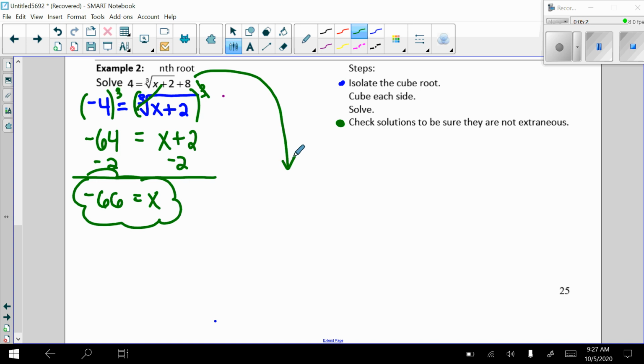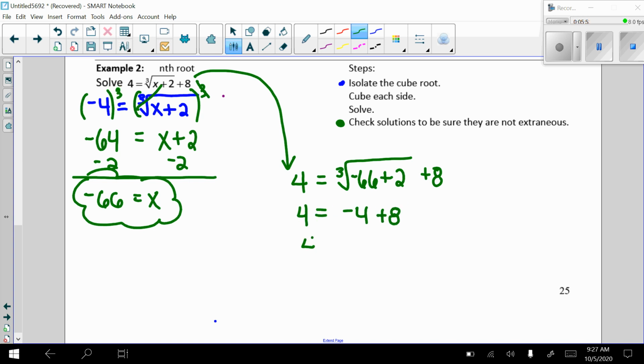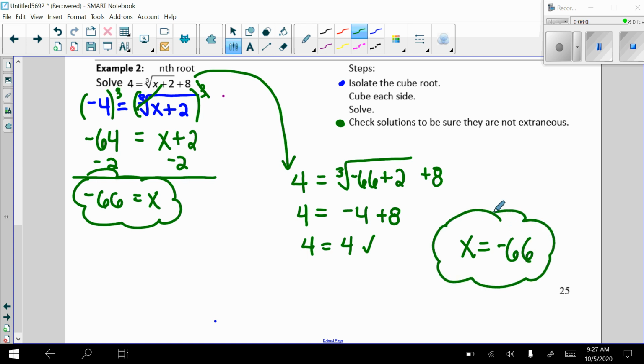So we're going to take our original equation, and again, everywhere we see an x, we're going to drop in a negative 66. Make sure that plus 8 is outside of the radical. So negative 66 plus 2 is negative 64. The cubed root of negative 64 is negative 4. And when we clean this all up, we get that 4 equals 4. So that actually does work. And negative 66 is our only solution to this cubed root equation.